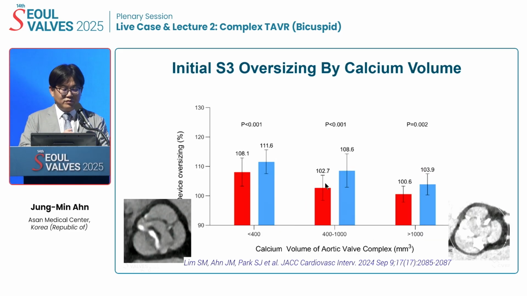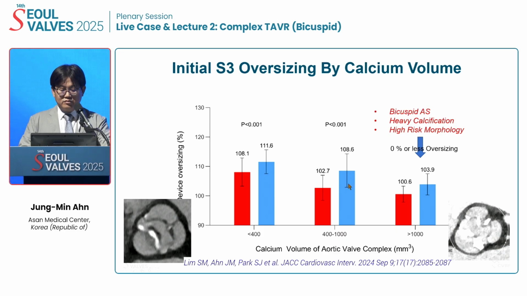I think this is a very important chart. In our center, according to the aortic valve calcification, basically we apply similar sizing selection criteria to the bicuspid aortic valve or tricuspid aortic valve, but it totally depends on the aortic valve calcification. If calcification is very significant, more than 1,000, we reduce more, starting with nominal or sometimes undersizing. Red is bicuspid, blue is tricuspid. But if the aortic valve calcification is very low, we apply a similar sizing algorithm even in the bicuspid aortic valve.